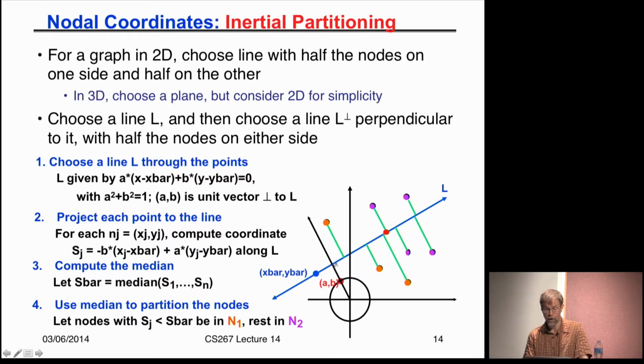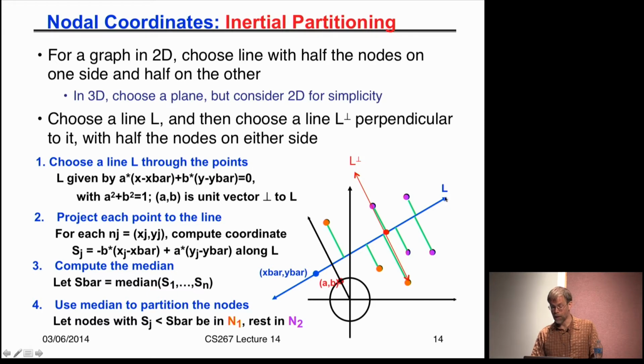Everybody on that side will go into one half, everybody on that side will go in the other. That's certainly going to guarantee I get a good load balance. And where is this perpendicular line? It's the line that goes through that median point, and it's perpendicular to the line I started with. So that's the L perp that's going to divide the vertices into this half and that half. And so all of that is very straightforward algebra.